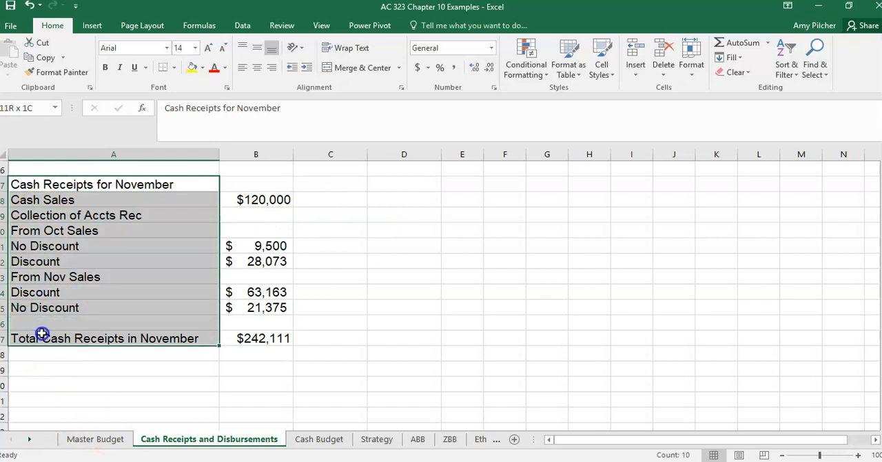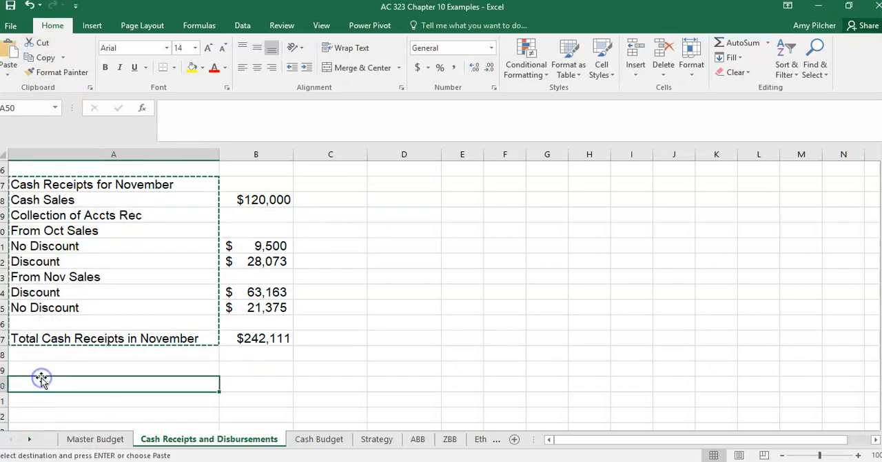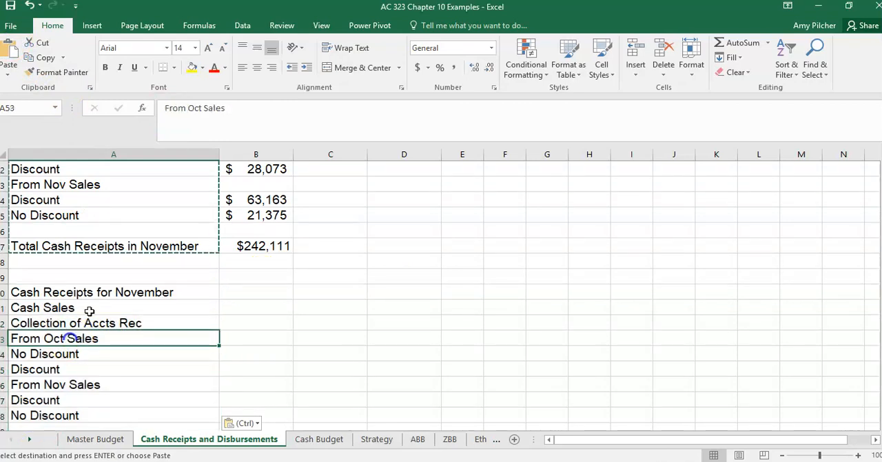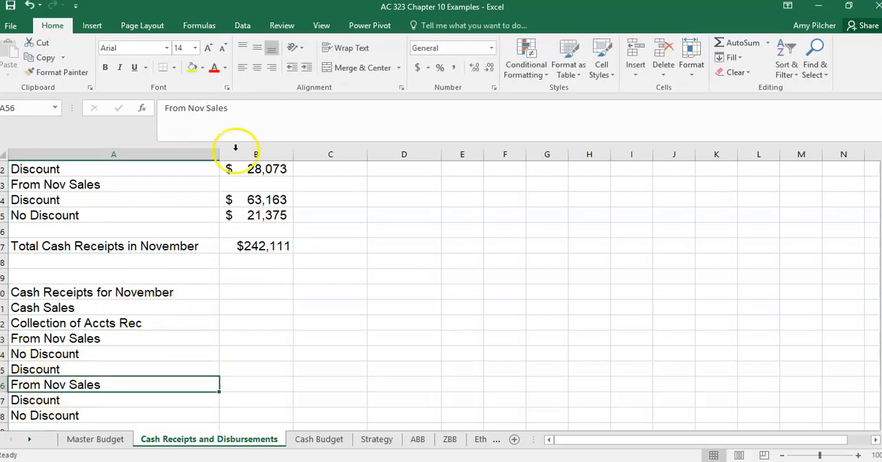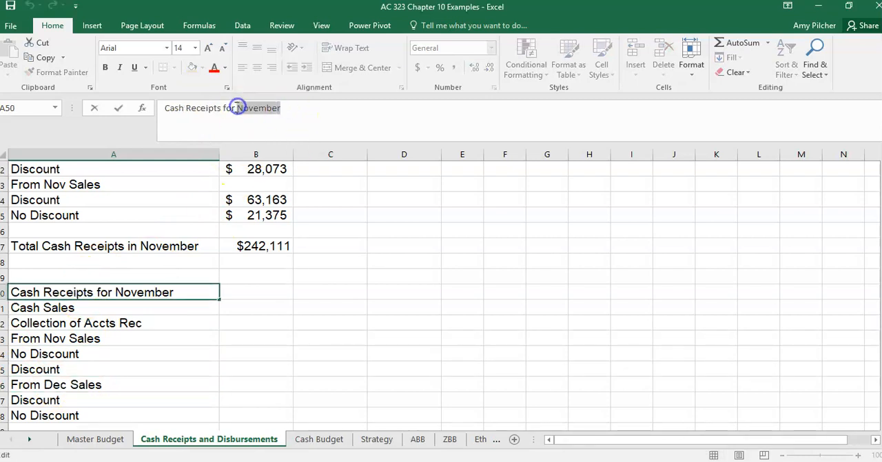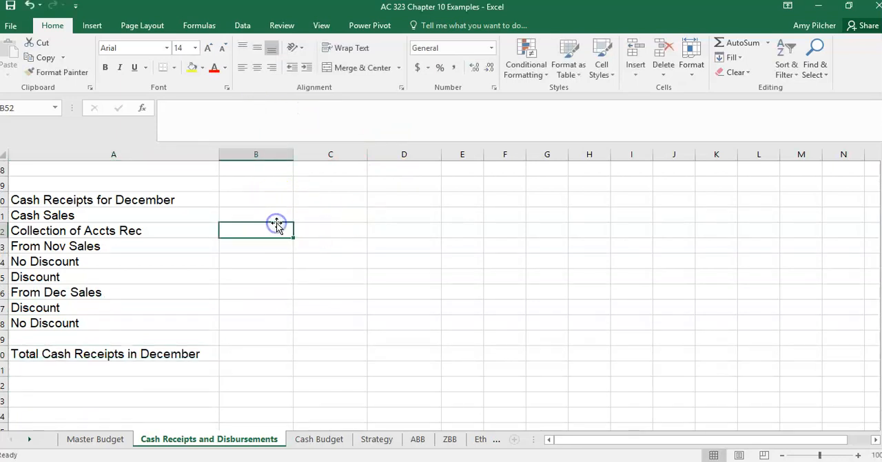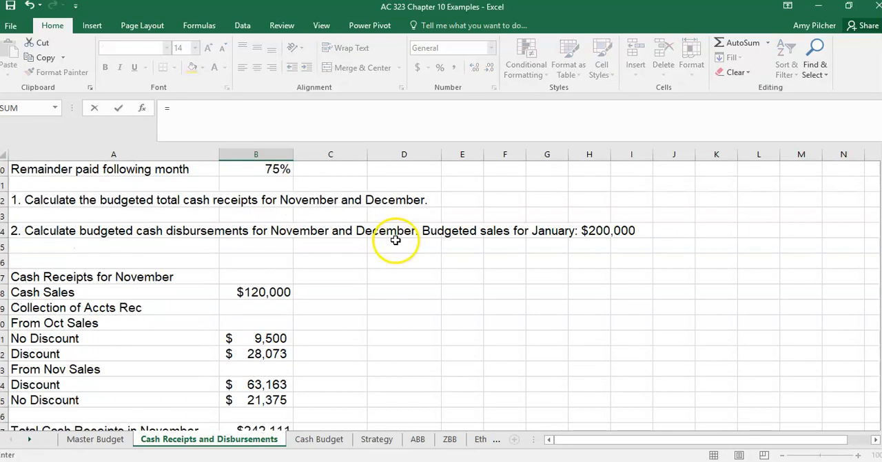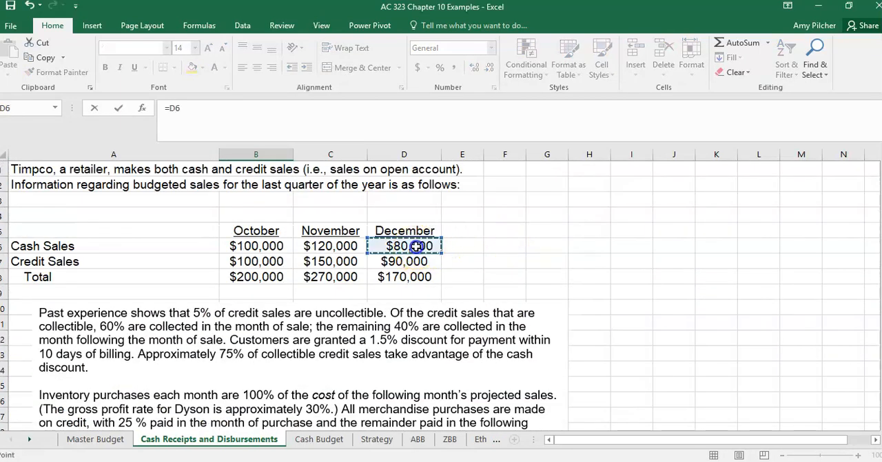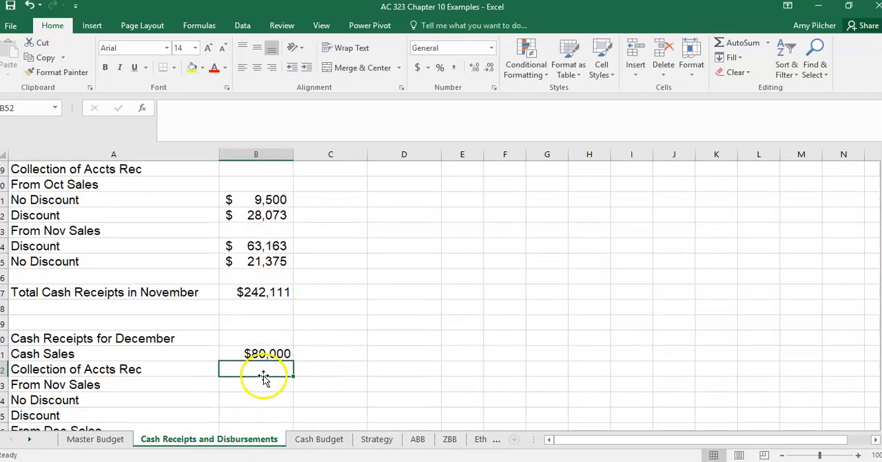Then we would do the same exact thing for December. So we're going to collect from November sales and from December sales. So first we start with our cash sales in December. So we received cash of $80,000. Then we're going to look at our November sales.